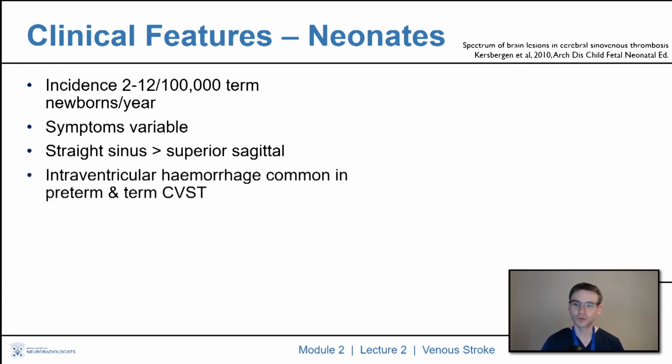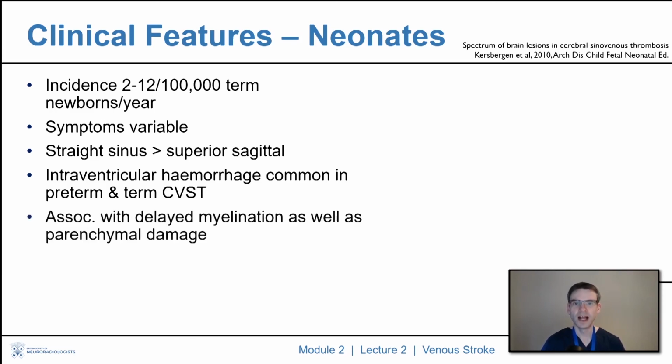In terms of venous stroke, intraventricular hemorrhage or parenchymal hemorrhage is actually quite common in preterm and term cerebral venous sinus thrombosis. And the damage that comes from venous stroke can be associated with problems further down the line: delayed myelination, parenchymal damage from ischemia or hemorrhage.